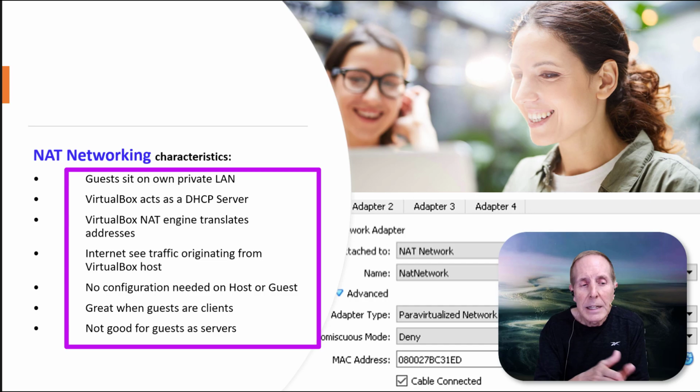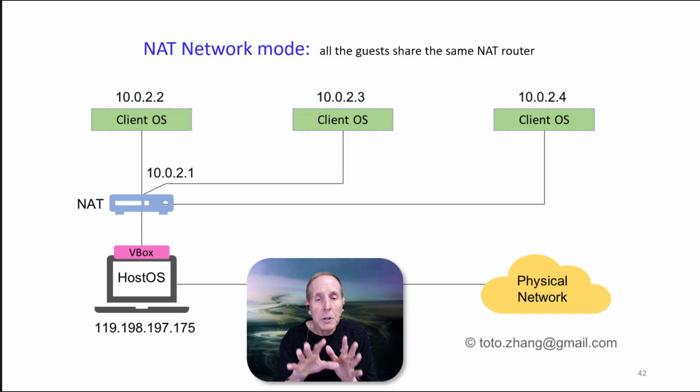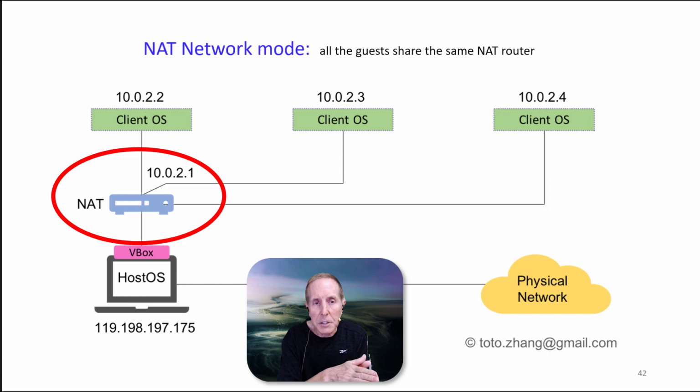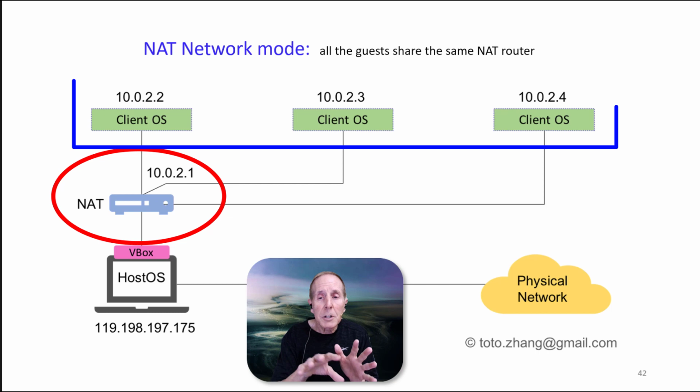Here's a network diagram of NAT networking mode. You'll see that you only have one router, one gateway, one NAT device for all the virtual machines that you have hosted. Keep in mind the IP addresses that are assigned by default. You can change all of this.